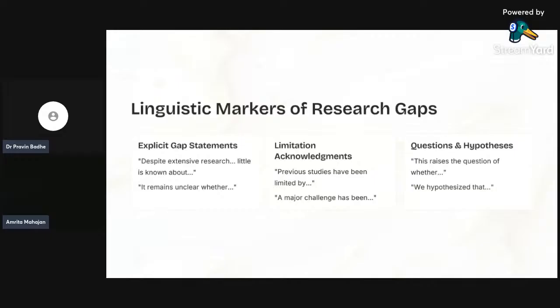If they're using "whether", or mentioning "unclear", that means there are certain gaps in that. And then limitation acknowledgements, like "previous studies have been limited by" or "a major challenge has been". So this is the limitation acknowledgements. And questioning and hypothesizing: what question they are exactly raising, and what they are hypothesizing, and whether that hypothesis goes with the research or not. You have to find out by reading thoroughly.